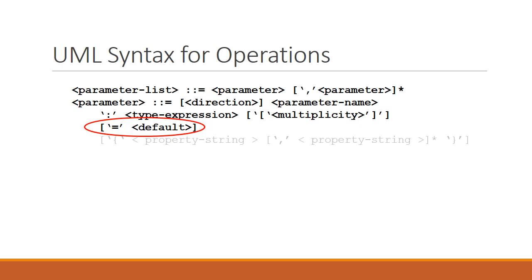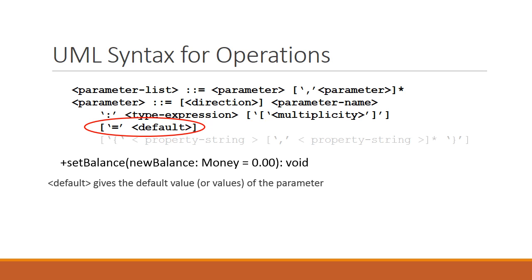You can also define default values for a parameter, and this is preceded by the equal sign. So for example, I have a set balance operation in my bank account, and the default parameter for the set balance operation is 0.